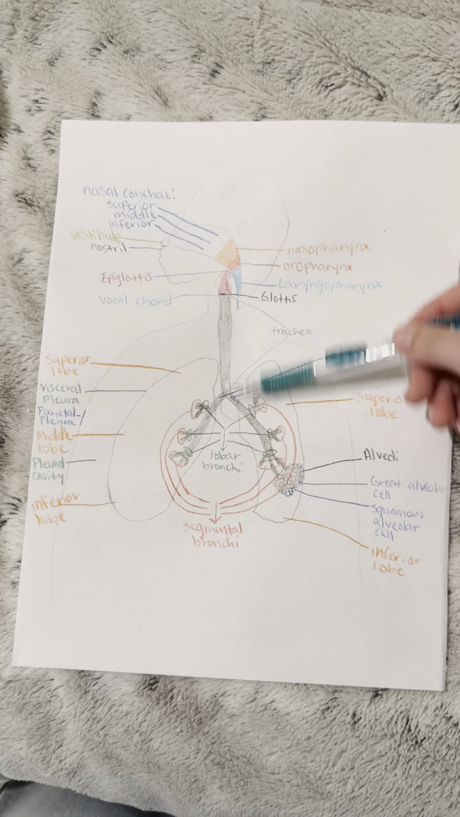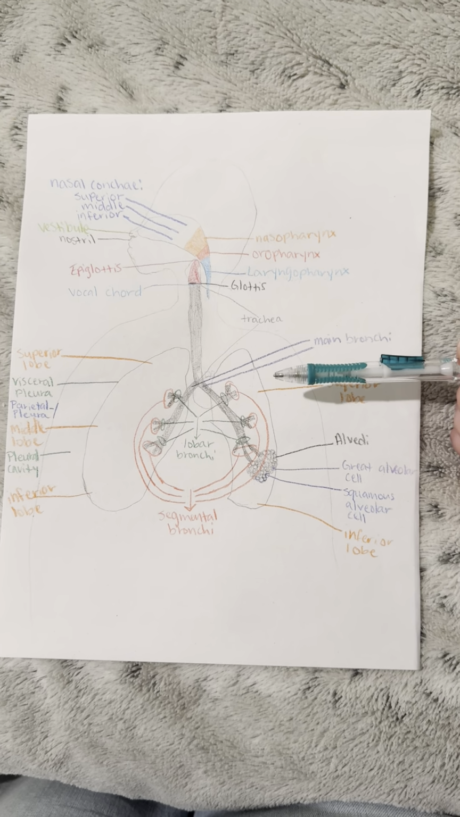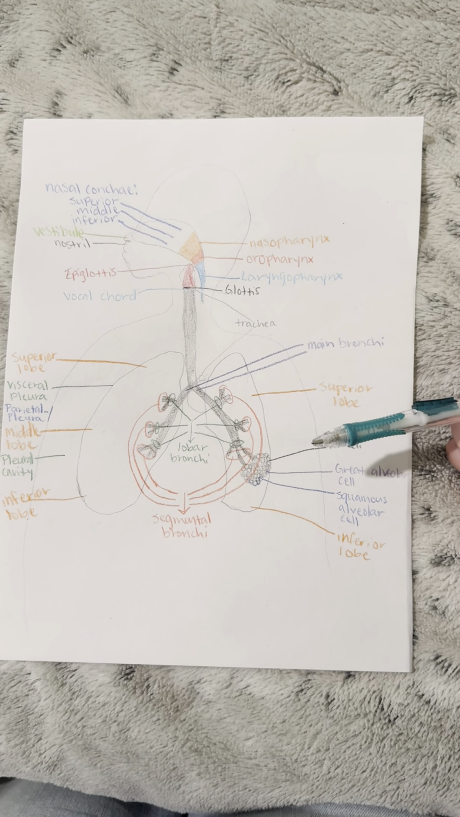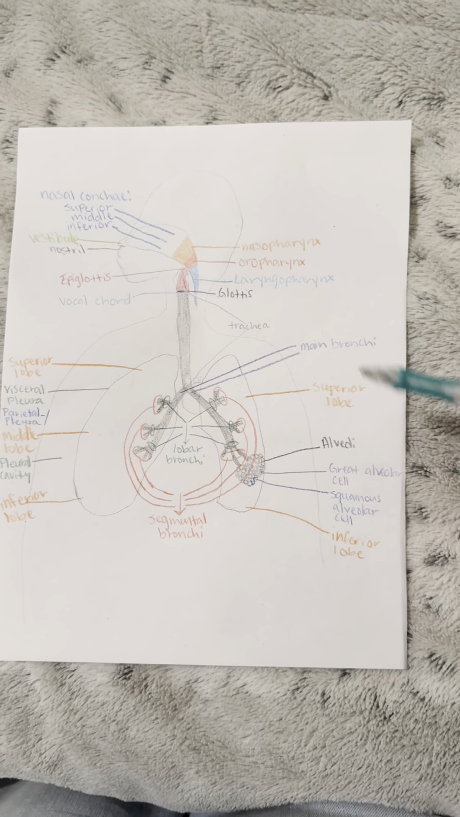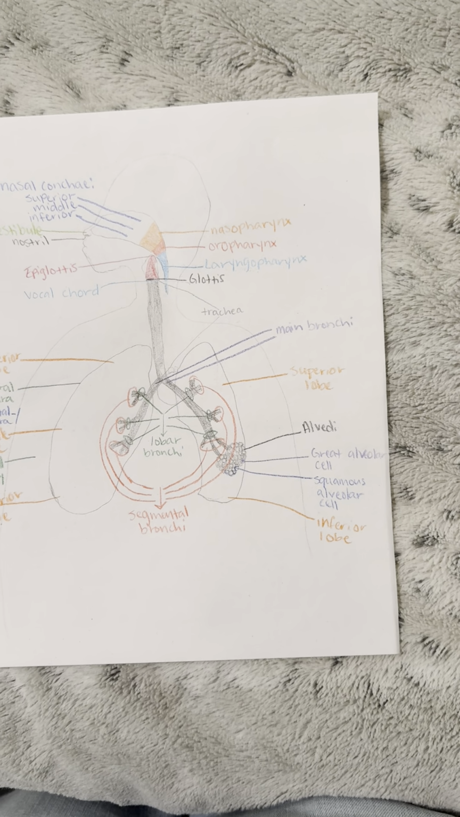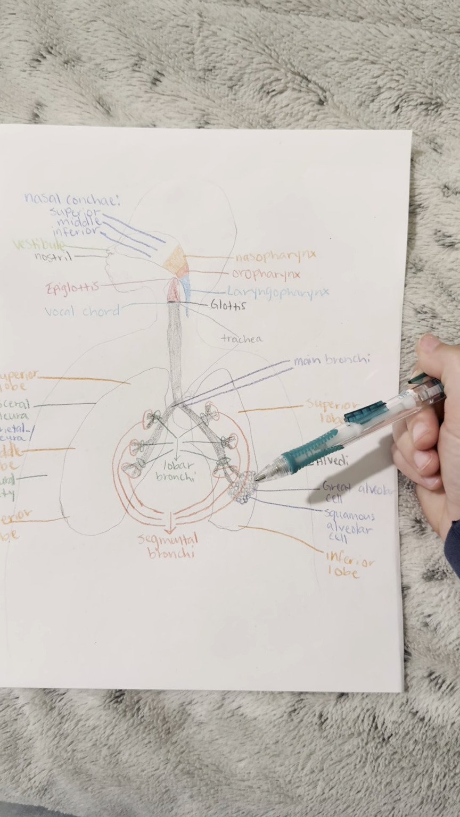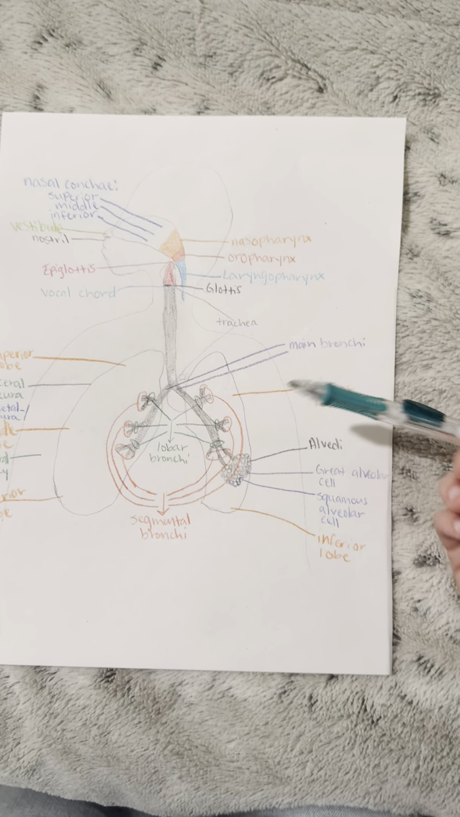Then next we have the trachea. This is also called the windpipe. It's about 12 centimeters long and 2.5 centimeters in diameter. Oh, and this is also the anterior tube to the esophagus.